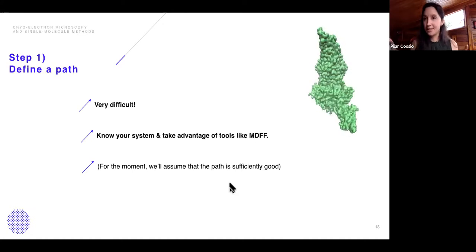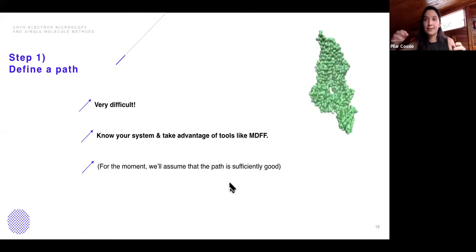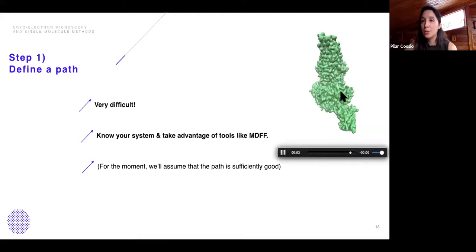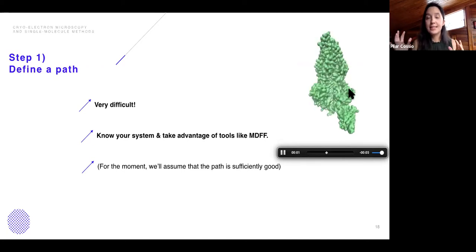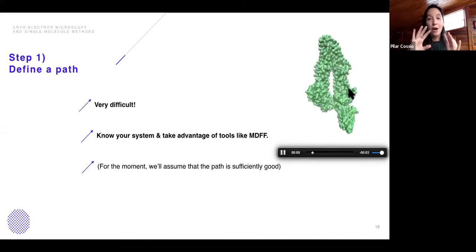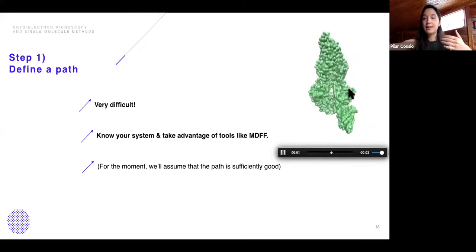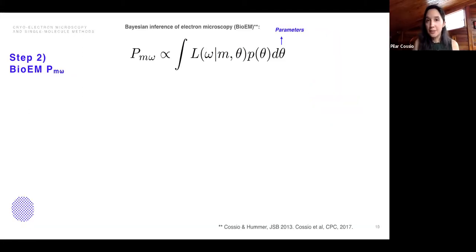So the first step is extremely difficult. It's basically knowing your system, having structural information of relevant conformational states, and taking advantage of tools like MDFF or steered molecular dynamics that take you, for example, from an open state to a closed state in an almost semi-continuous manner. This is obviously challenging, and for the moment, we will assume that the paths that we generate are sufficiently good. However, as future work, we want to optimize the path that we're generating. However, I do have to say that this has been done many hundreds of times in molecular dynamics simulation. We want to build these collective variables, and we have to build a path somehow from one state to another. Then we calculate the Bio-EM probability.